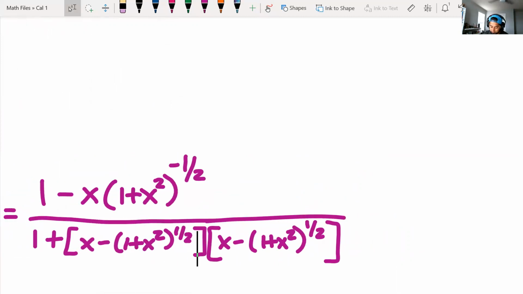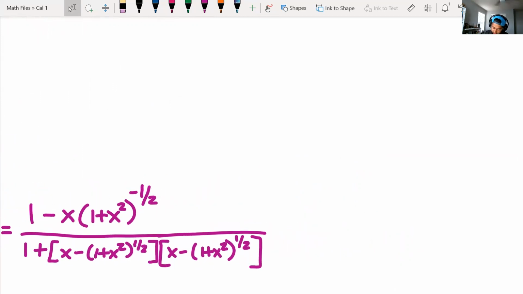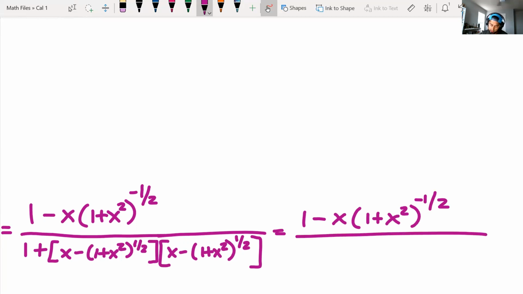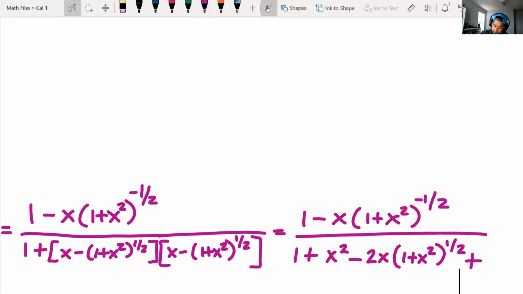Let's go ahead and FOIL that denominator. Numerator we'll leave alone for now. 1 minus x times 1 plus x squared to the negative 1/2 over 1 plus, and that's going to give me x squared minus the same thing. So you're going to get minus 2x times 1 plus x squared to the 1/2, plus 1 plus x squared to the 1/2 times 1 plus x squared to the 1/2, which is just 1 plus x squared.